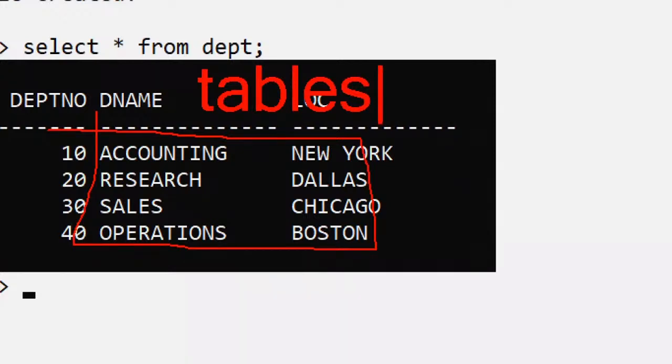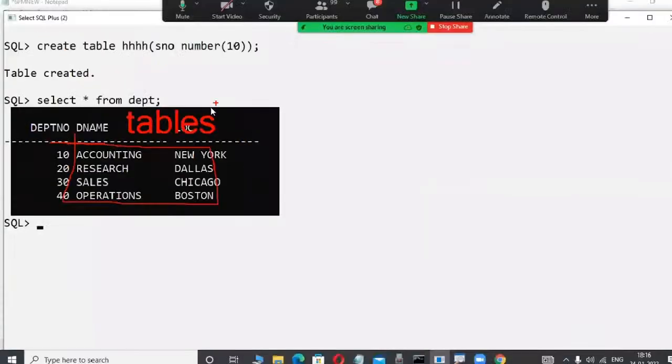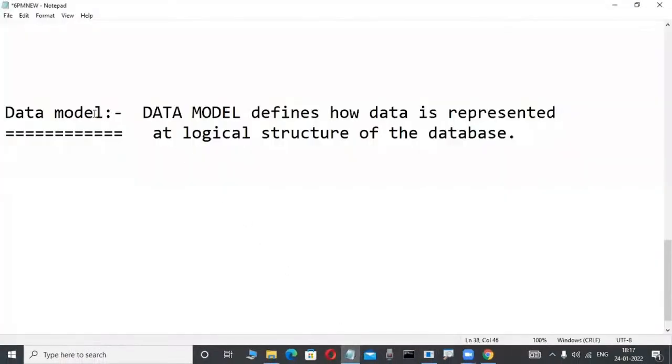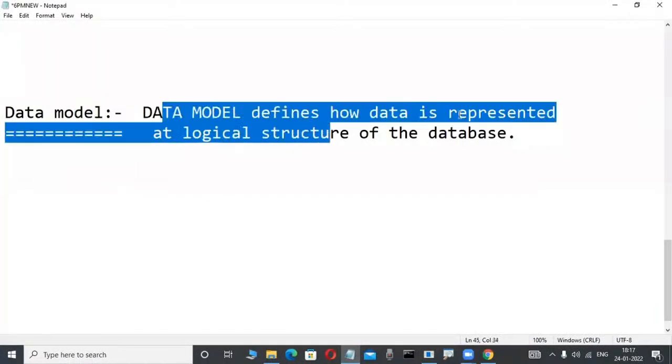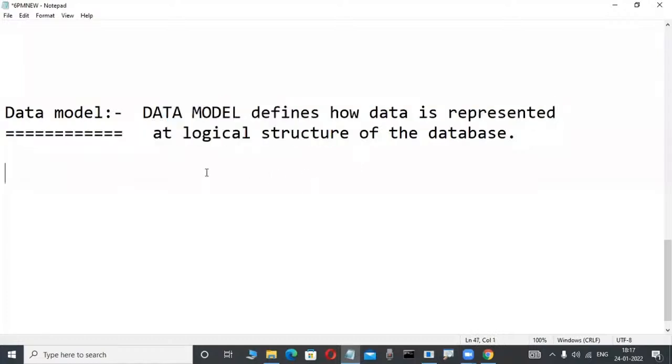Hierarchical data model, network data model, and some other data models were there. IMS software, IDMS software were there in those days. So now we have different software, IDMS, IMS, these types of software. But nowadays, observe here, a data model is nothing but it defines how data is represented at the logical structure of the database.